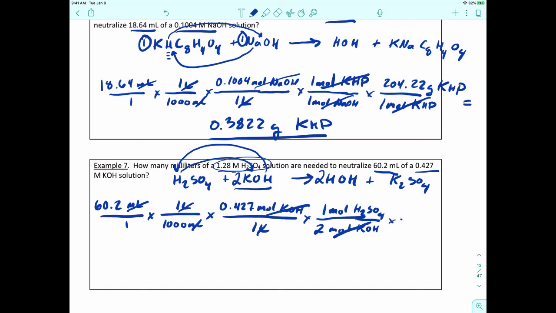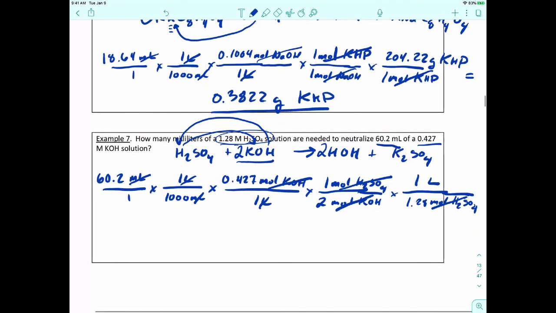All right, so the way I'm going to write this, I'm going to write the definition of the molarity backwards. So I'm going to put the moles on the bottom. So 1.28 moles of H2SO4 goes on the bottom, and I'm going to put 1 liter on the top. So that way moles of H2SO4 cancel out. Finally, it's asking how many milliliters, so we got one more step. So we got to convert that from liters to milliliters. So there's 1,000 milliliters for every 1 liter. So that way liters cancel out.